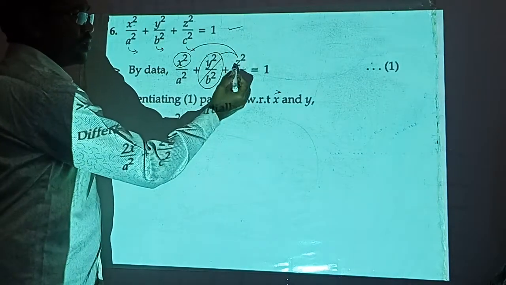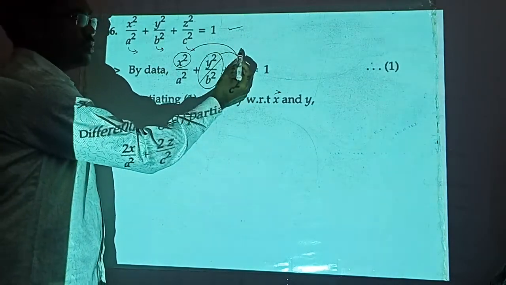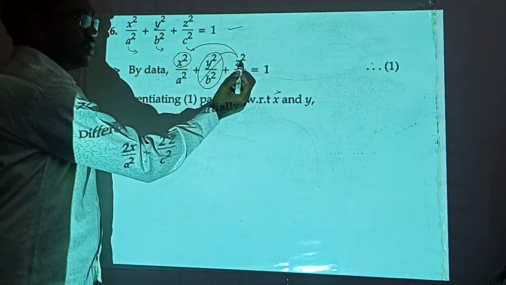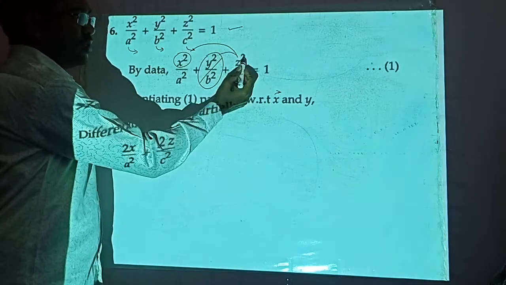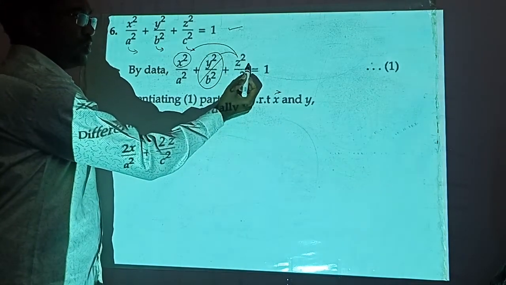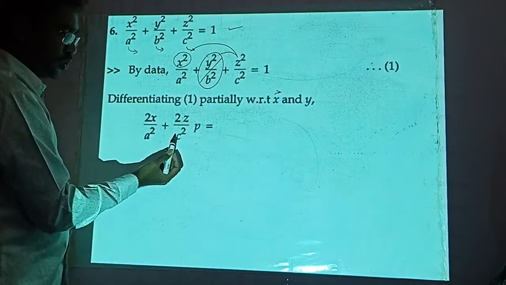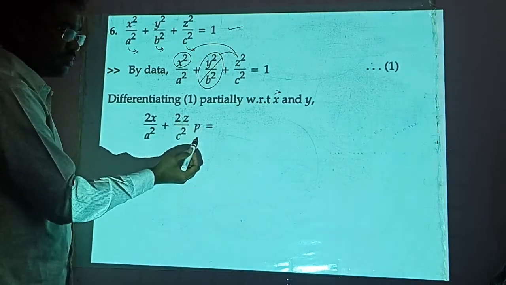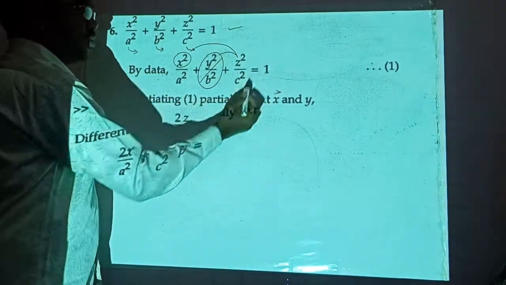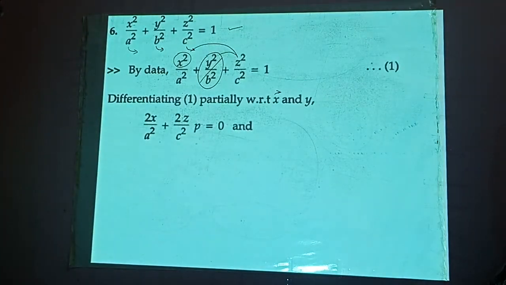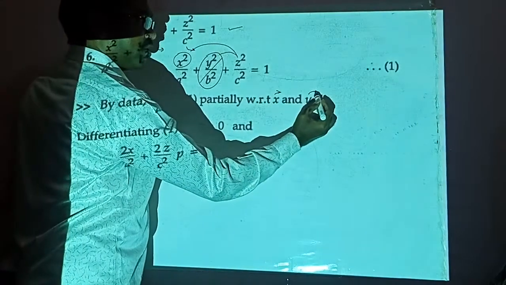Differentiation of z square is a function of a function. We need to use the chain rule. Differentiation of z square is 2z into ∂z/∂x, that is 2z into p. ∂z/∂x as p is equal to 0. Now let us differentiate partially with respect to y.